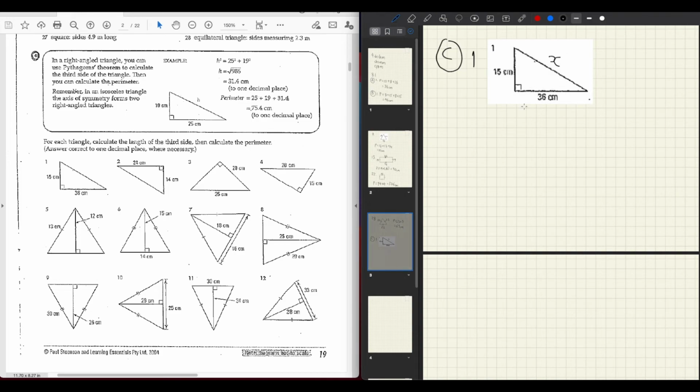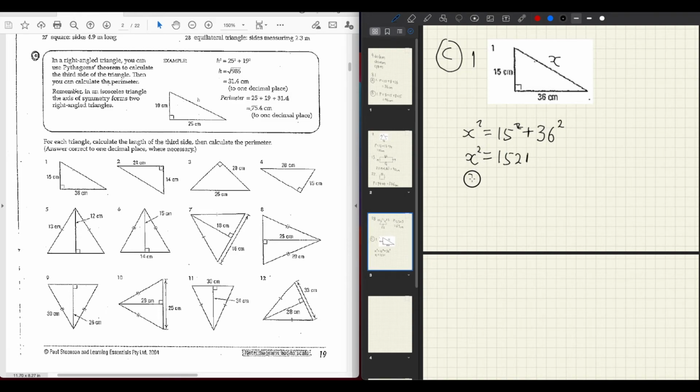From Pythagoras' theorem, we know that the sum of the squares of the two sides gives you the length of the third side squared, where the third side is the hypotenuse. So we can say that x squared is equal to 15 squared plus 36 squared. To work out what 15 squared plus 36 squared is, I expect you to use a calculator. I do not expect you to do this in your head. So this gives you 1,521. So x squared equals 1,521.